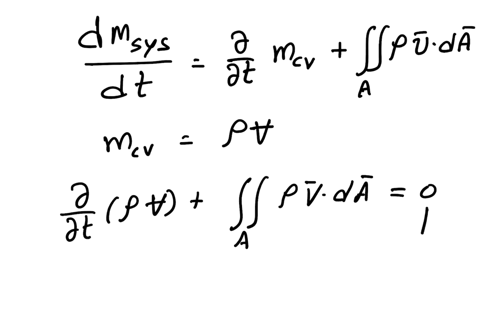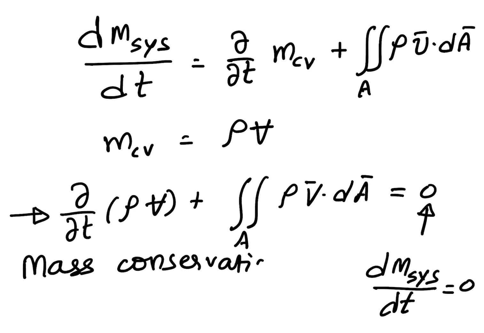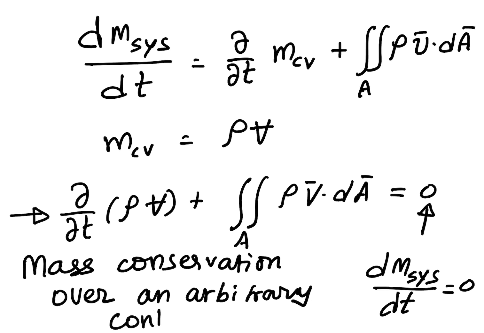Now, why do I put 0 here? 0 is because the mass of the system doesn't change with respect to time. So this is the relationship for mass balance or mass conservation over an arbitrary control volume. You can apply it for control volumes of any shape. It doesn't matter what the shape is or whether the problem is steady or unsteady.